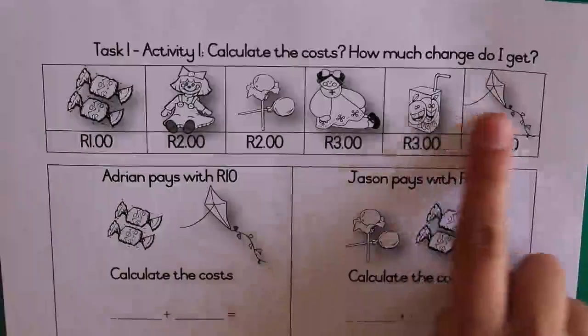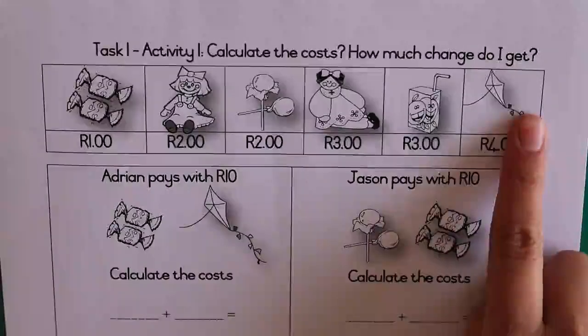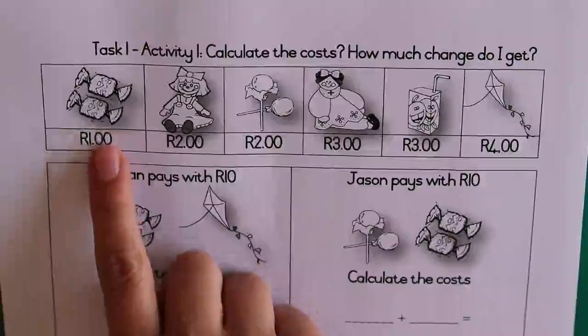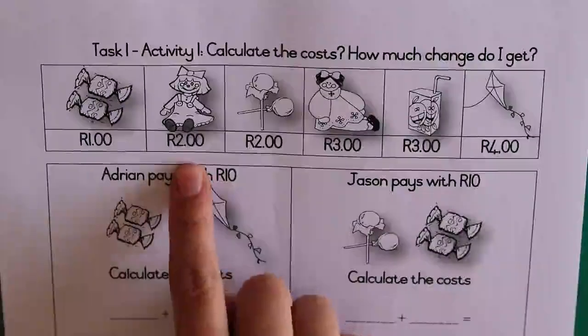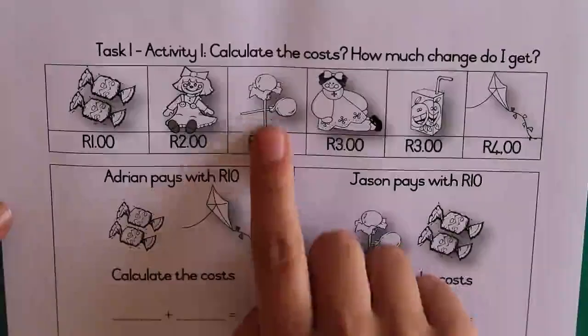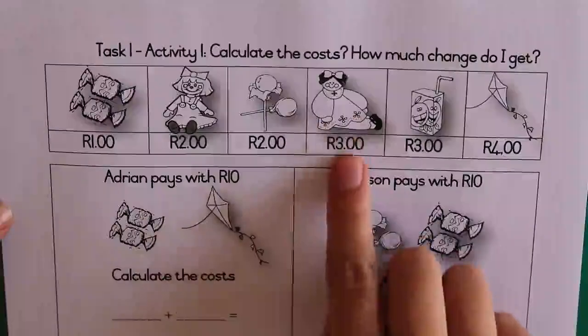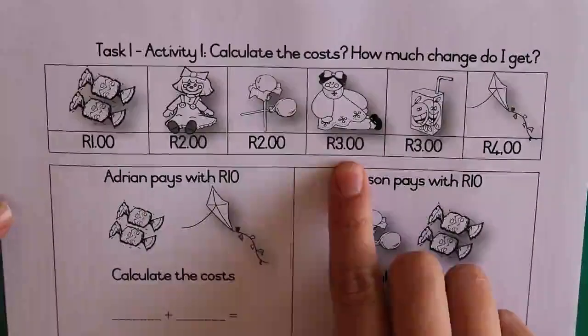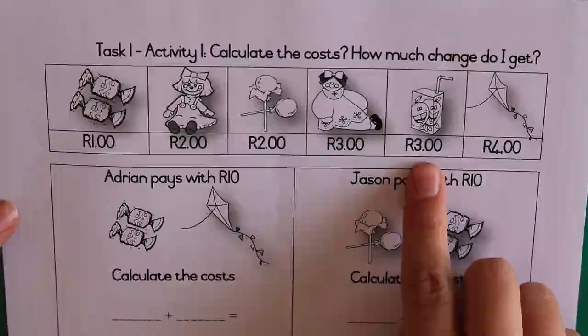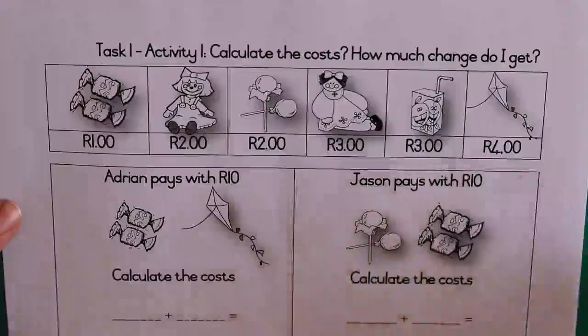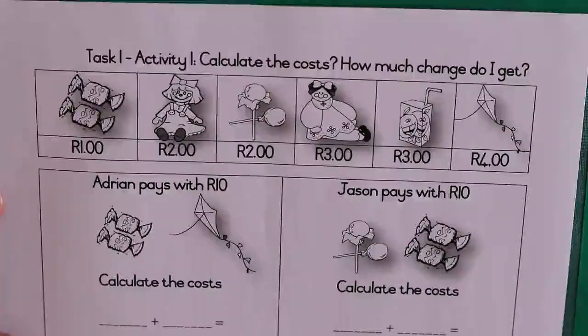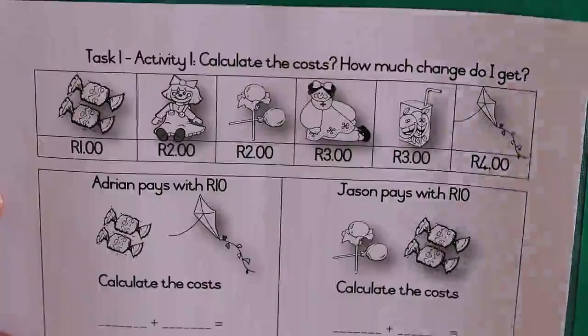So these are all the things that are for sale at a shop. Okay, let's go through them. You can get 2 sweets for R1, or you could get a doll for R2. You could get lollipops for R2. Another doll, a different doll for R3. A juice box for R3. And a kite for R4. Remember in our last video I showed you how to write the rands with a R in the front and the number in the tummy line of the cat. Let's start with our first sum.